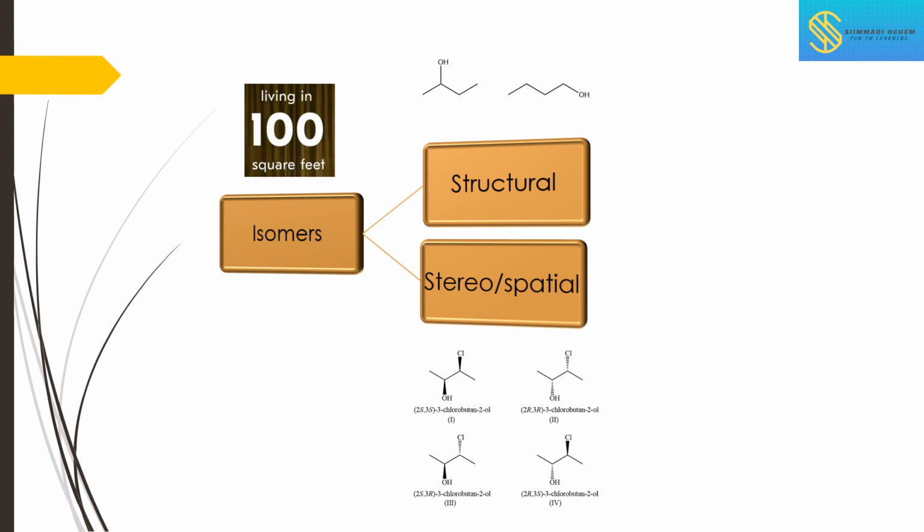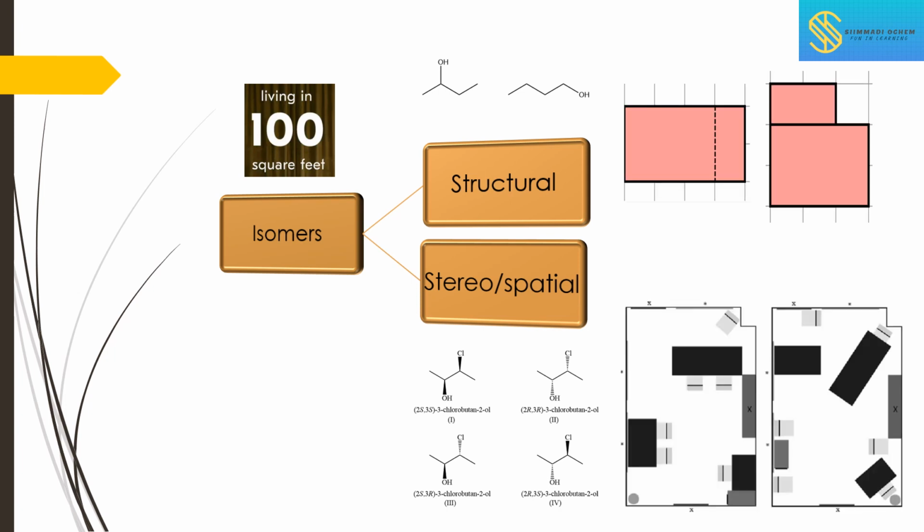Now, if I apply isomers to our real life, how are the structural and stereo-spatial arrangements going to look? This is how I just went over them, but here is the way they are shown. If you are living in 100 square feet, the structural isomer is like splitting the kitchen to show where it is located, while for stereoisomers, we keep the space and the structure the same, but the way they are oriented in the space is different.